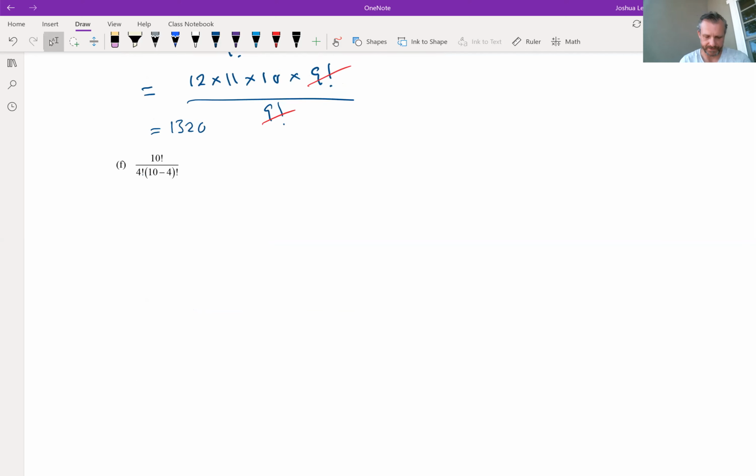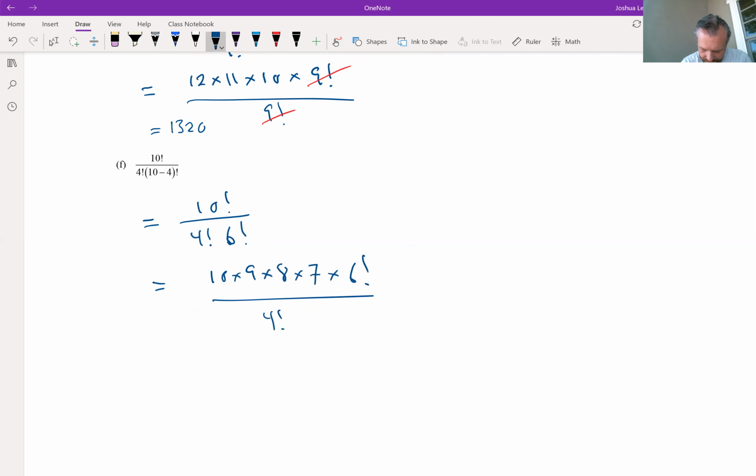How about F? So here, we got 10 factorial over 4 factorial times 6 factorial. 10 minus 4 is 6. And so again, I might do this 10 times 9 times 8 times 7. And then when I get to 6, I'm going to share with this factor in the denominator, so they cancel. And then I could do some more reducing here.